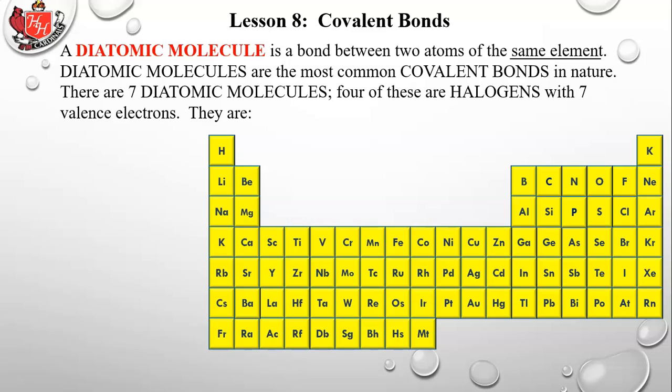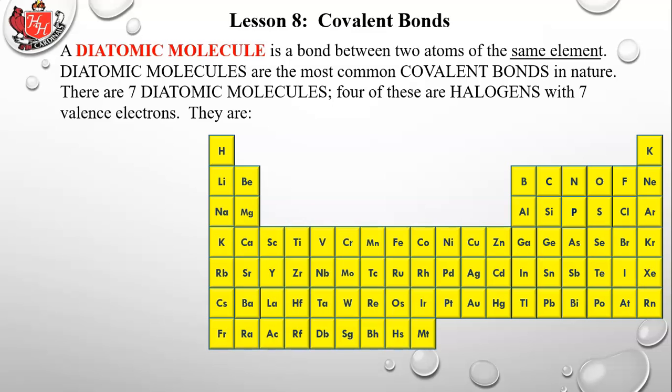A diatomic molecule is a bond between 2 atoms of the same element. It actually can be between different elements. Diatomic actually means 2 atoms, but when we say it in this class, it means between 2 atoms of the same element. Diatomic molecules are the most common covalent bonds in nature. There are 7 diatomic molecules.